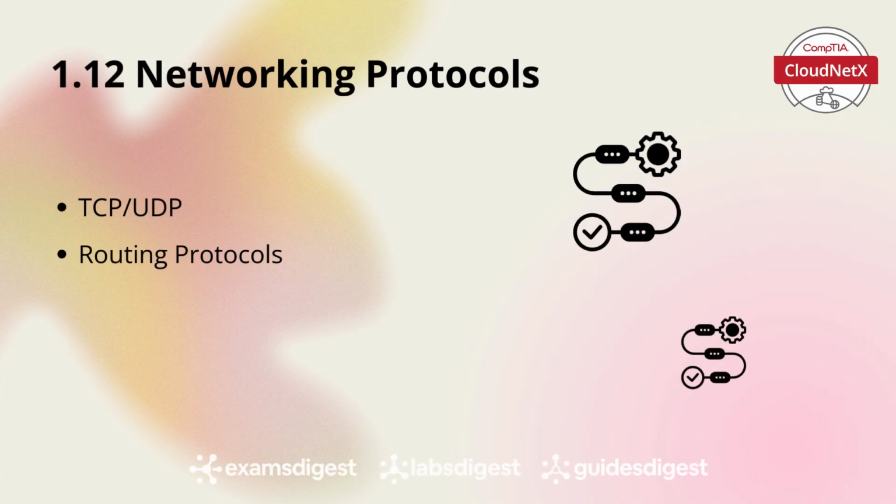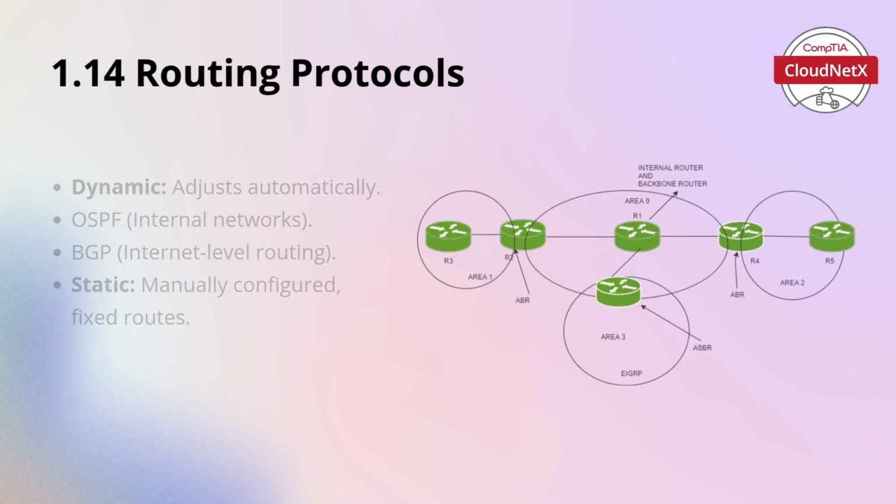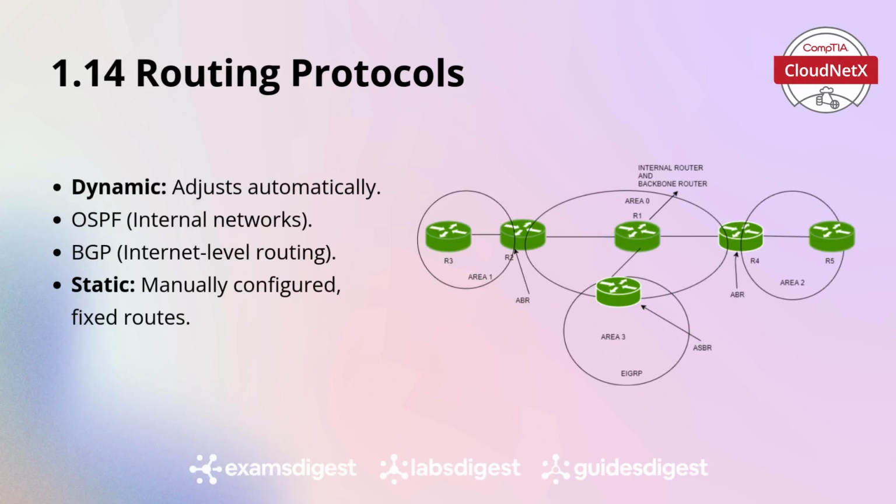Now, let's talk about networking protocols, the rules that allow devices to communicate. First, we have TCP and UDP, the two main transport protocols. TCP is reliable, ensuring that all data is delivered correctly, which makes it perfect for applications like file transfers and email. UDP, on the other hand, is faster but doesn't guarantee delivery, making it ideal for real-time applications like video streaming or online gaming. For routing, we rely on dynamic and static protocols.